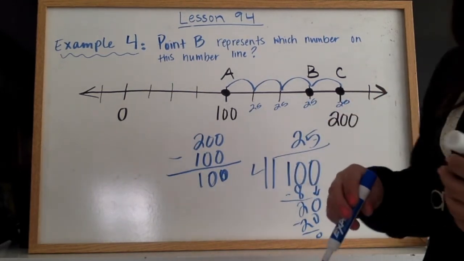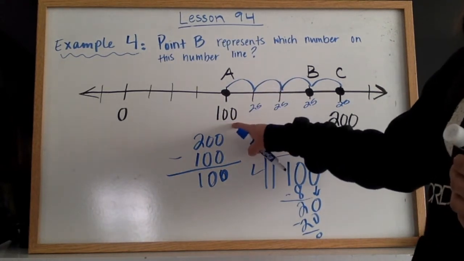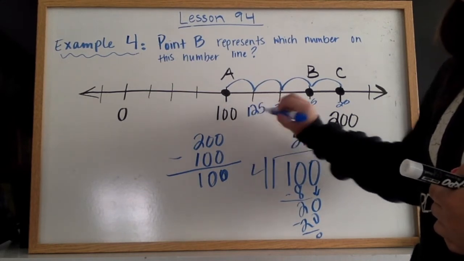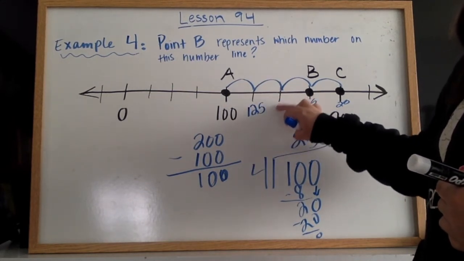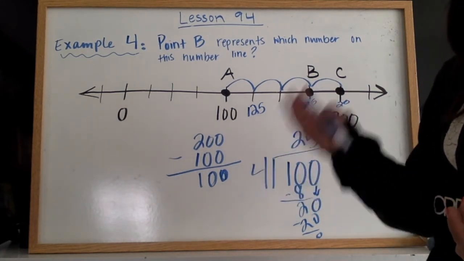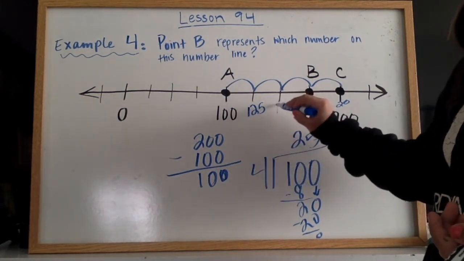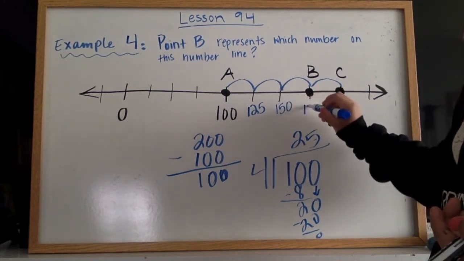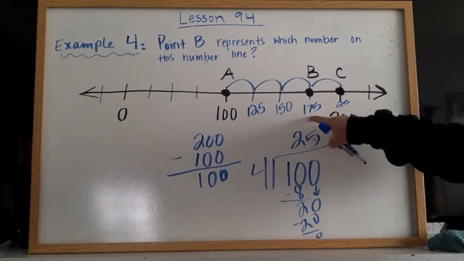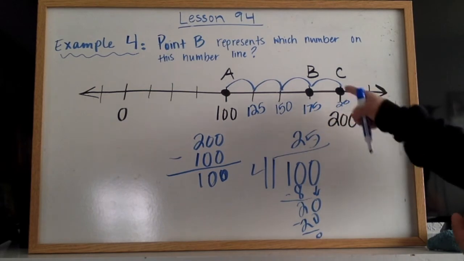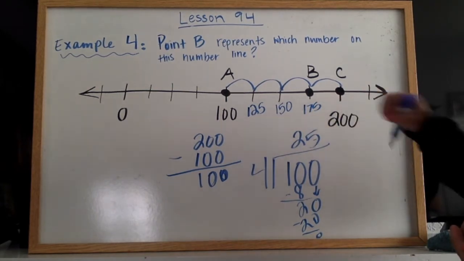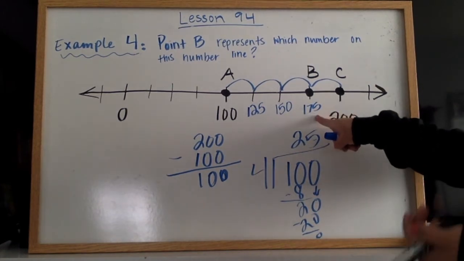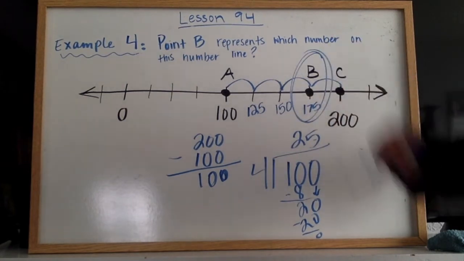Okay, but you have to add on to the previous number. So 100 plus a 25 is 125. If you add another 25, if you think of quarters, 25, 50, 75, 100. So this is now 150. 150 plus another 25 is 175. And just to double check, 175 plus 25 is 200. Okay, so B is represented by 175. That's our answer there.